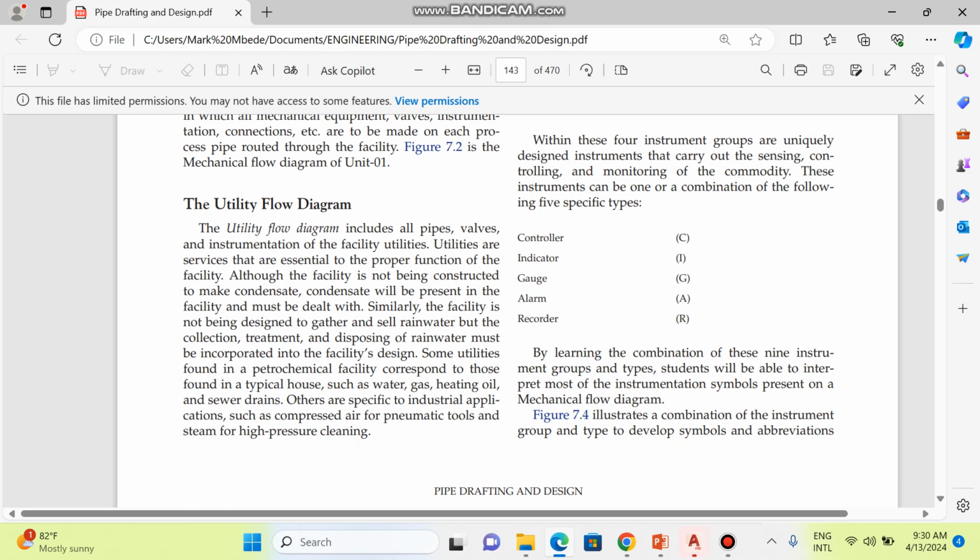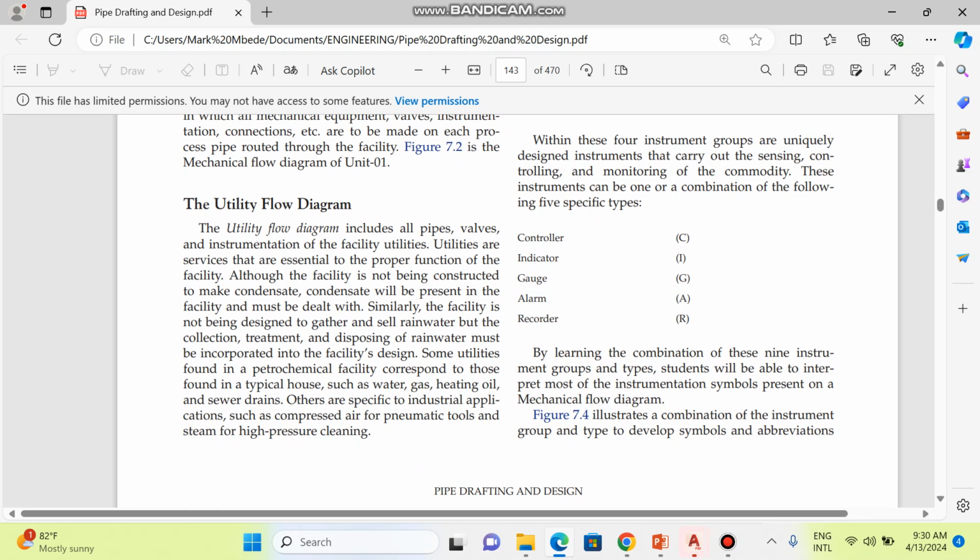So that is just it. If we tell you that the utility flow diagram includes pipes, valves, and instrumentation, yes, it includes also the facility utility. Utilities are services that are essential for the proper function of the facility. Now you can see there are lines that are essential to the proper function of the facility, not that it is the main facility.